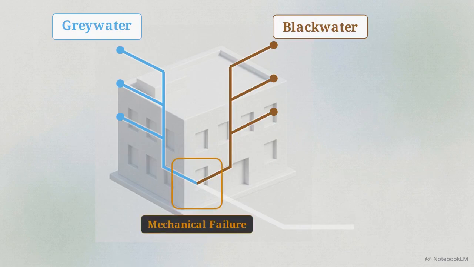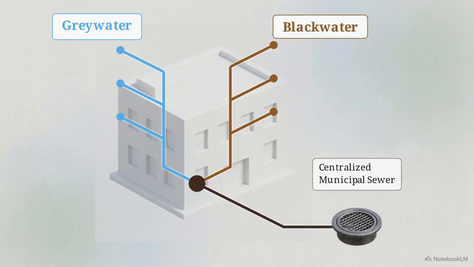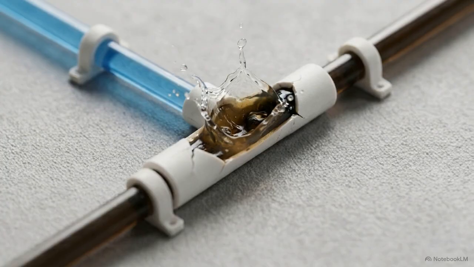Standard drainage systems experience a precise mechanical failure inside the walls. The low-contamination greywater and high-contamination blackwater merge immediately into a single pipe exiting the building. This specific act of mixing complicates biological treatment and removes the possibility of immediate water reuse.